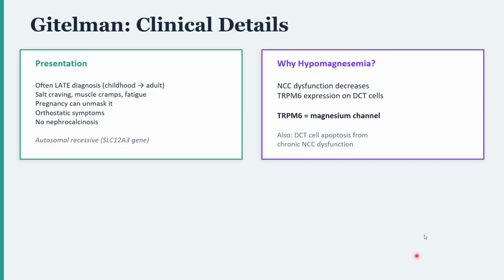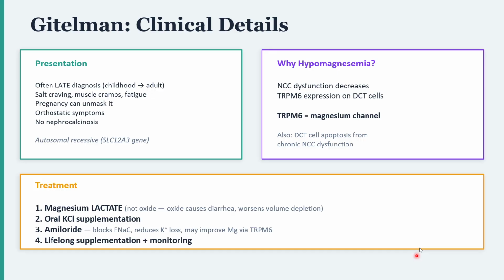Why do Gitelman patients get hypomagnesemia? When NCC is dysfunctional, it leads to decreased expression of TRPM6, the magnesium channel, on the apical membrane of DCT cells. Less TRPM6 means less magnesium reabsorption. There is also evidence of DCT cell apoptosis contributing to the problem over time.